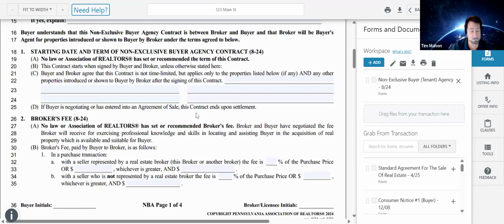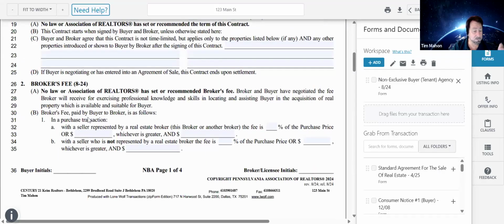Broker's fee: no law or association has set or recommended a fee. Therefore, I put down here, broker's fee paid by buyer to broker is as follows. In a purchase transaction with a seller represented by a real estate broker, this broker or another broker, the fee is... It's up to you. Now, what I recommend you do is use at least 3%. Let me explain why.